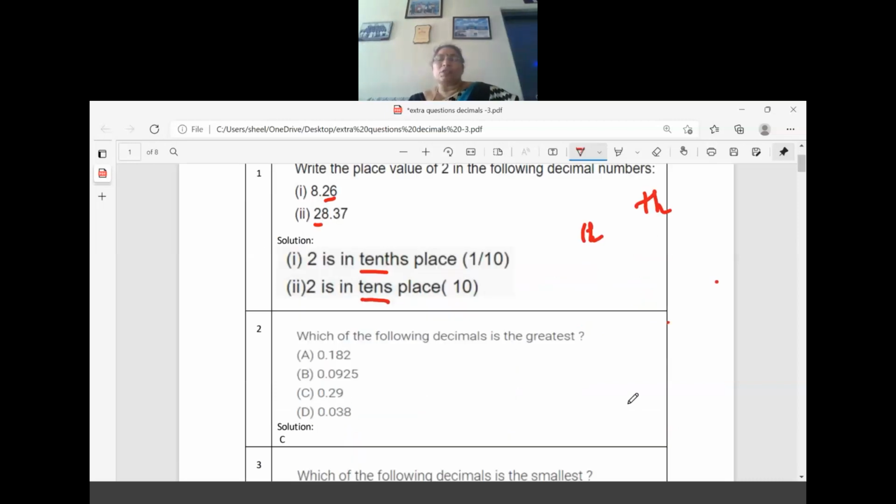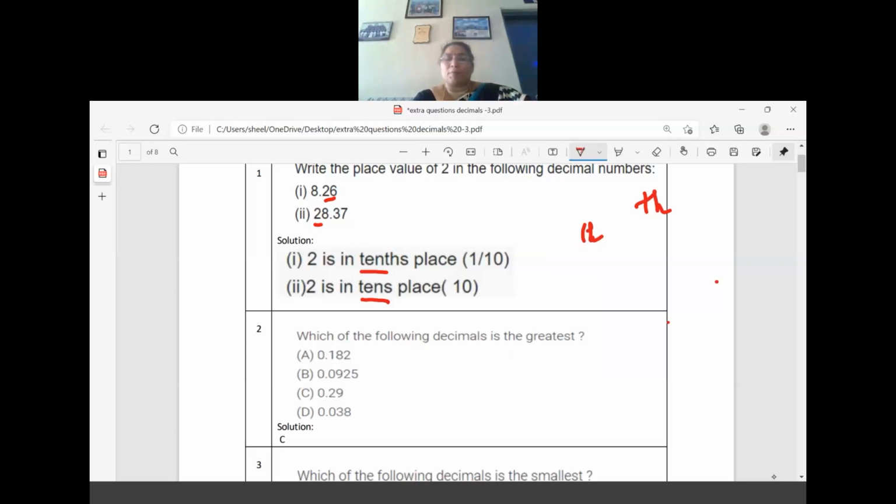Next question: which of the following decimals is the greatest? 0.182, 0.0925, 0.29, 0.038. When we are comparing decimals to find the greatest, first we have to see before the decimal, that is the whole number portion only. In all the options you can see it is 0 only. So what is the next step? We have to go after the decimal.